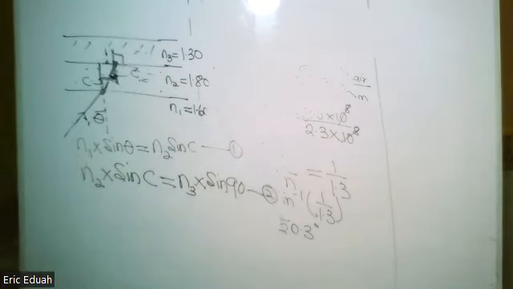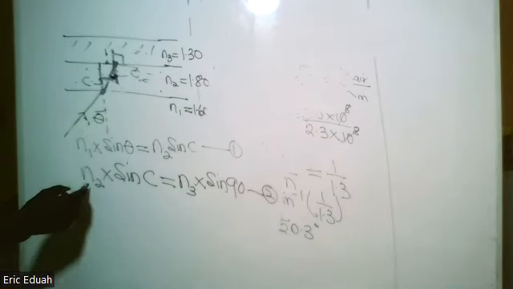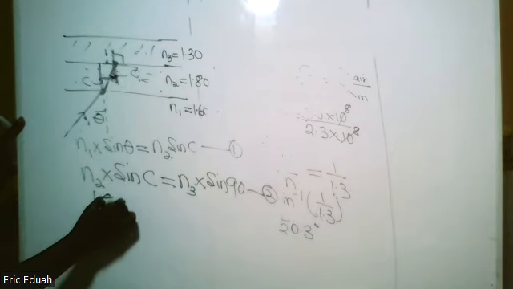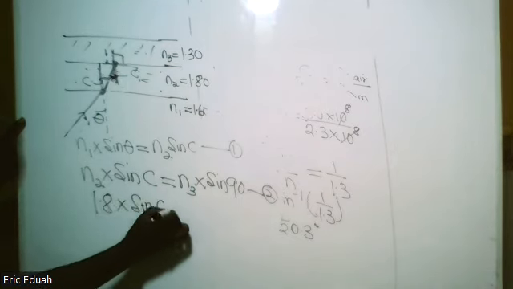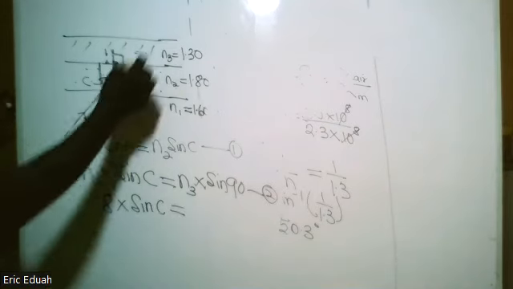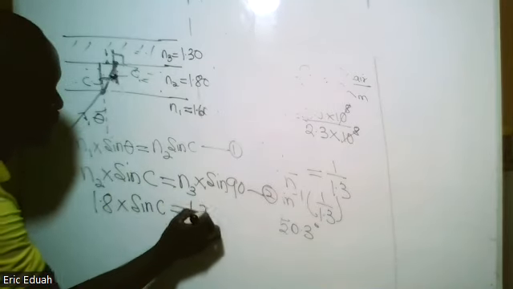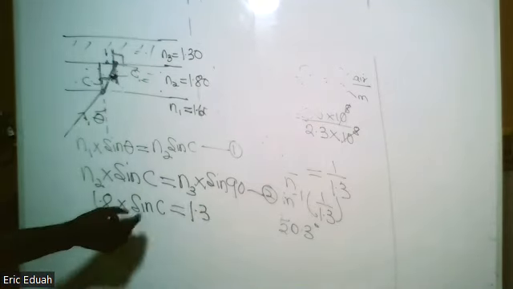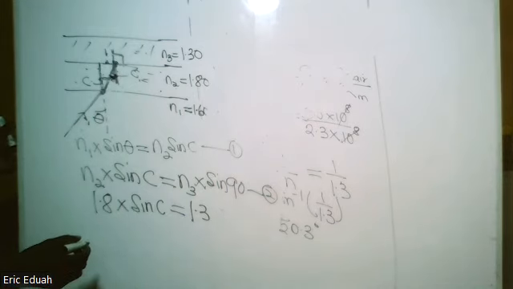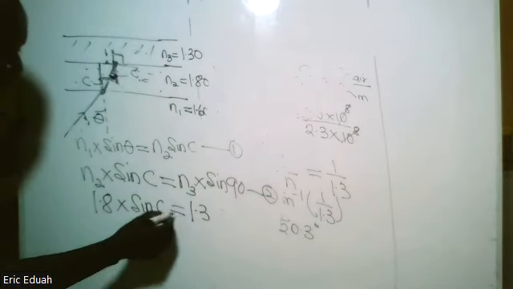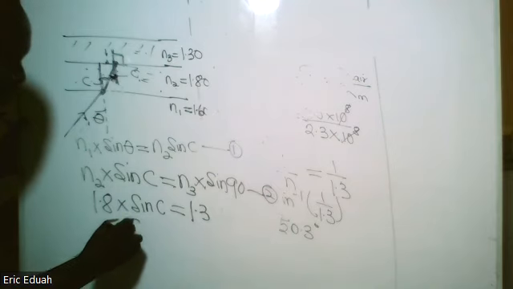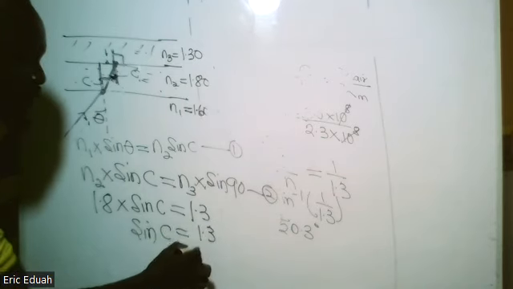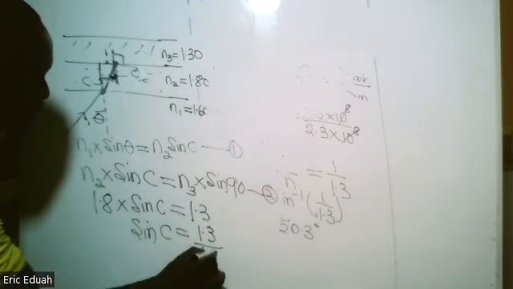Equation 2. We have N2, which is 1.8. So 1.8 times sine of C is equal to N3, 1.3 times sine 90, which is 1. From this, we can now find the critical angle. So sine C would be equal to 1.3 divided by 1.8.